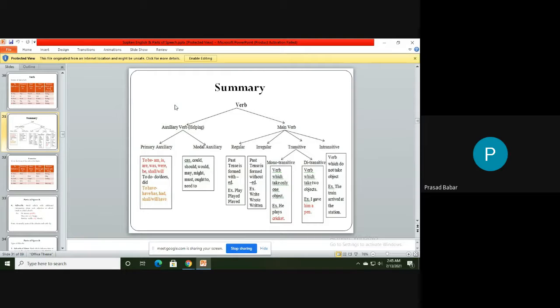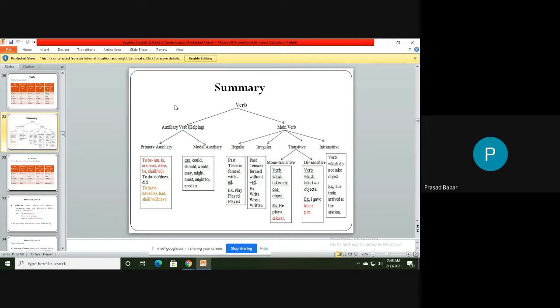In the regular verb, there is regularity in the second and third form, that is past tense and past participle. And in the irregular verb, there is no regularity. If we take an example, write, its past will be wrote and its past participle will be written. So there is no regularity. No ed is added in the irregular form of verbs. So this is about the irregular form.